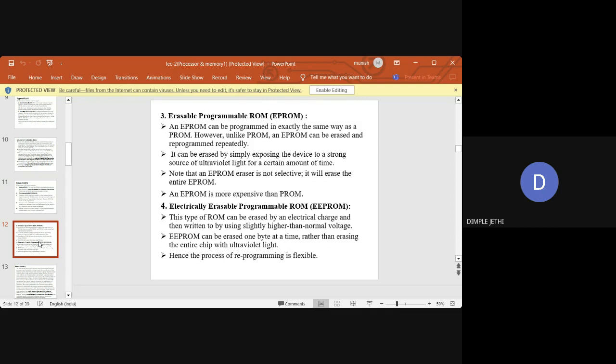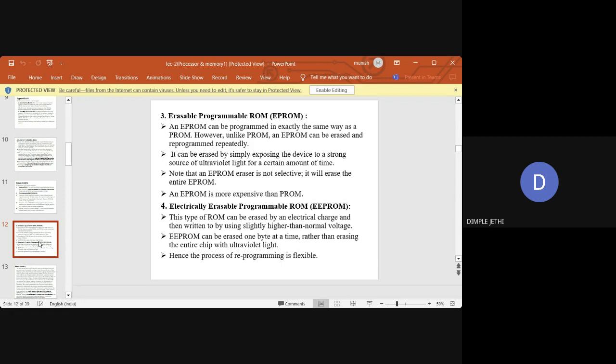What do you mean by that? This is programmable. Yes, we say this can be changed. PROM means programmable. But what do you mean by E here? E means it can be erased and reprogrammed. So what do you mean by erasable programmable? It means you can change it as many times as you want, right?